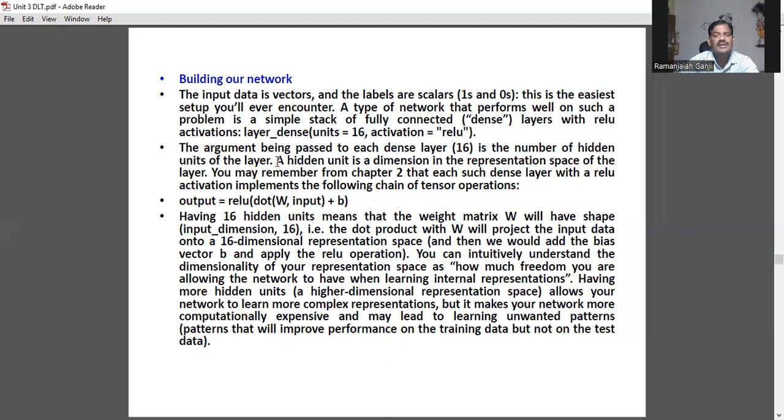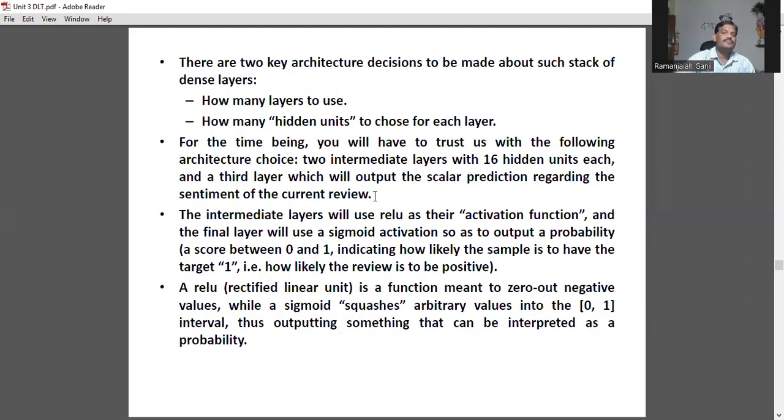What is a hidden unit? In a neural network, we have an input layer, a number of hidden layers, and an output layer. Output is equal to W times input plus b. Having 16 hidden units means that the weight matrix W will have the shape input dimension by 16, so the dot product with W will project the input data onto a 16-dimensional representation space. That means whenever the size increases, the complexity also increases.